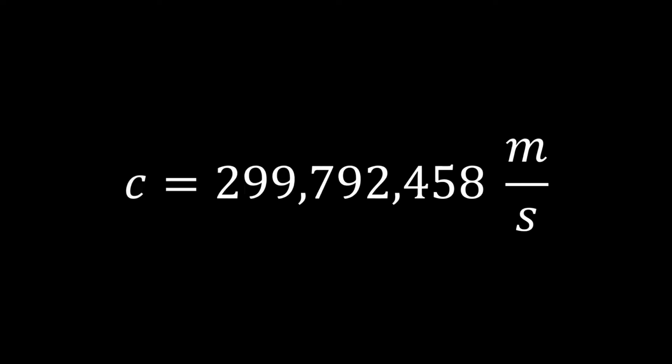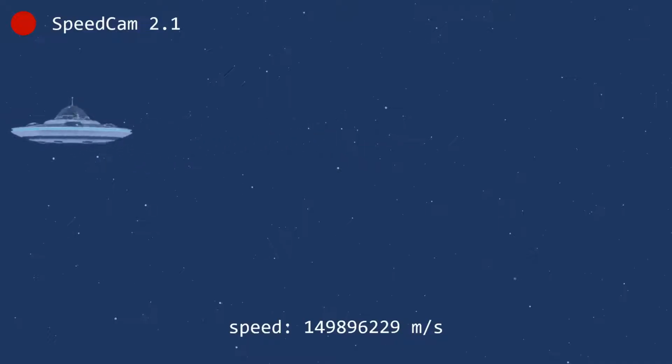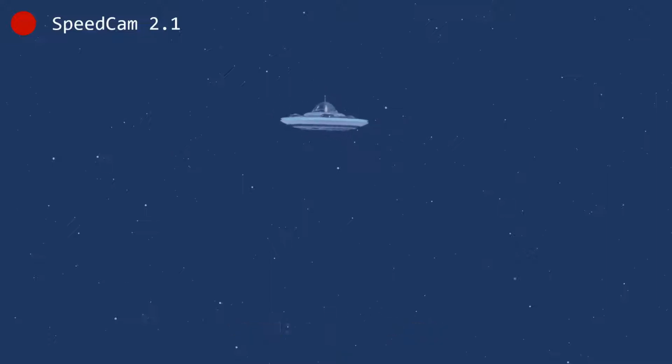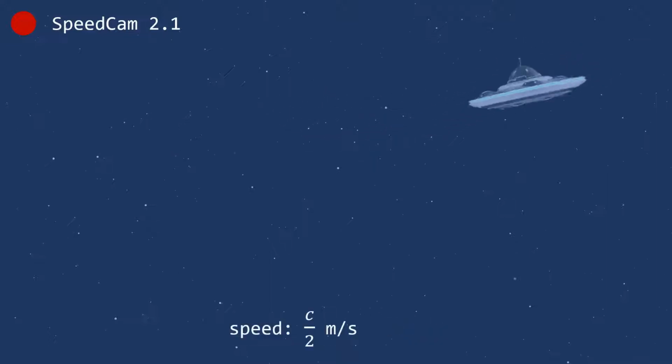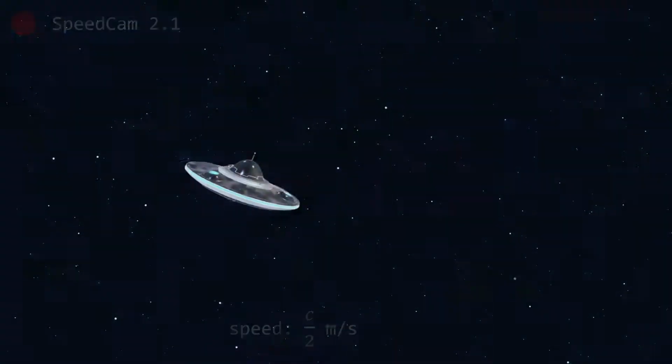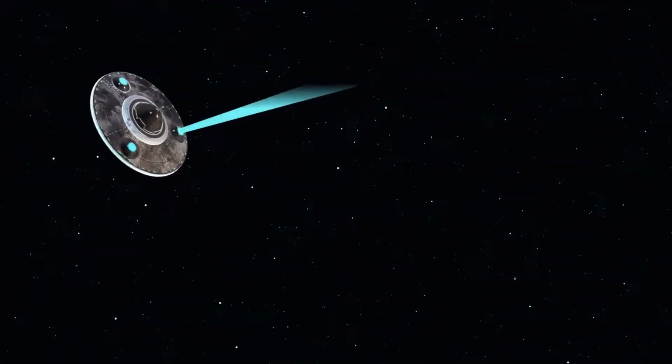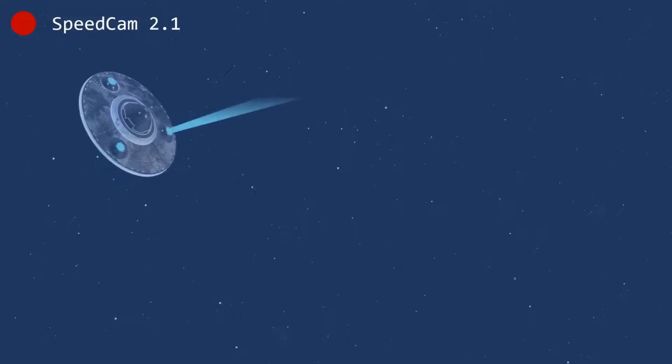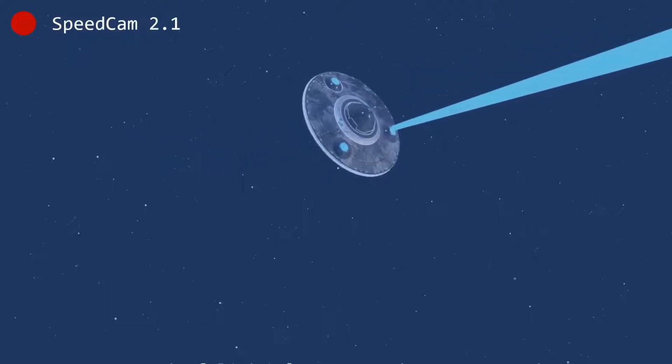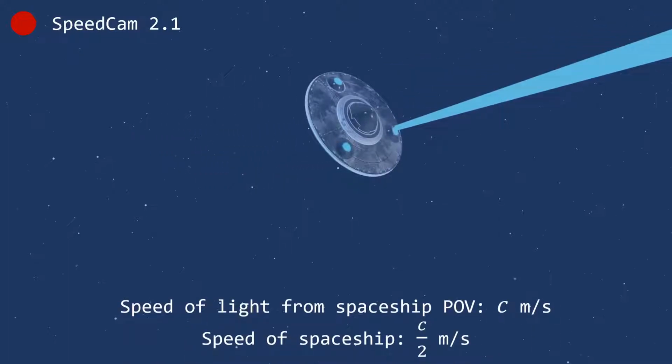So if my spaceship can travel at half the speed of light, we can say it travels at C over 2 meters per second. Now, suppose I shine a torch from the spaceship. From my point of view, the light particles or photons travel at C meters per second. But from your point of view, they should travel at the speed of light plus the speed of the spaceship, which is C plus C over 2, or 1.5 C.